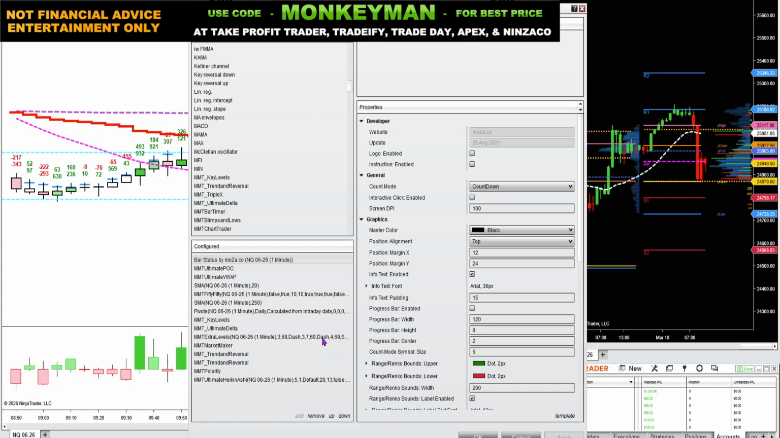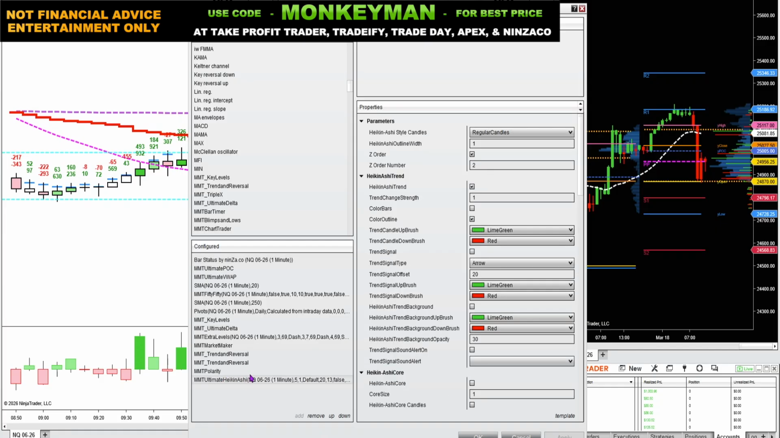So let me show you the settings for the 1-minute chart. Everything is the same as the simple delta and key levels system from the video that I did over the weekend, except I've added 2 instances of the trend and reversal, and I've added the polarity washout signals.